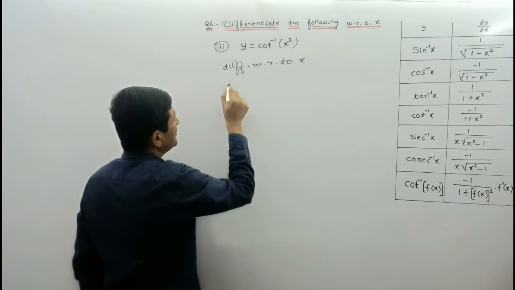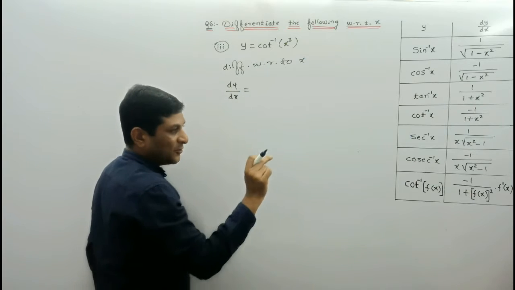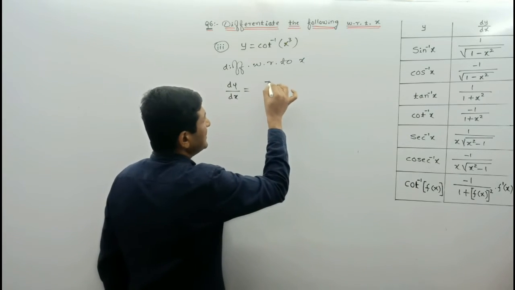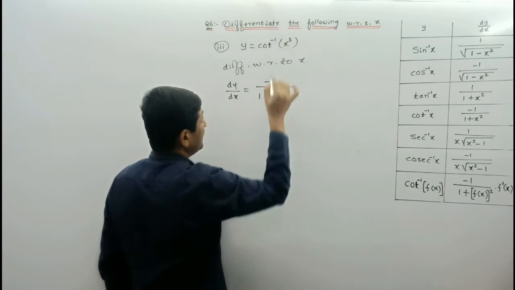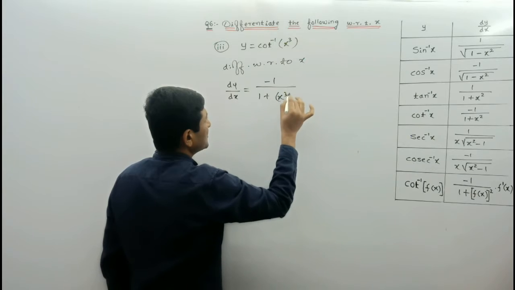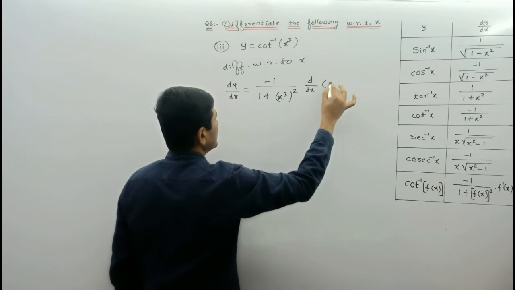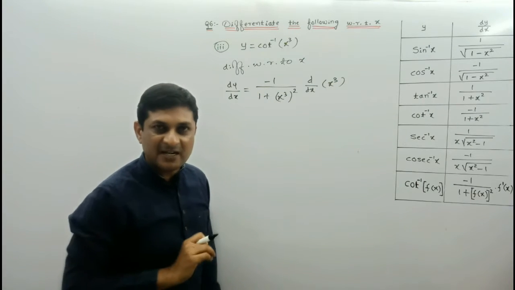X cube. So we are differentiating both sides with respect to x. So dy upon dx is equal to, according to our standard formula, minus 1 upon 1 plus square of f of x. What is f of x here? X cube. Its square means square of x cube into derivative of f of x. F of x is here x cube. So we have just substituted the values in our standard formula.